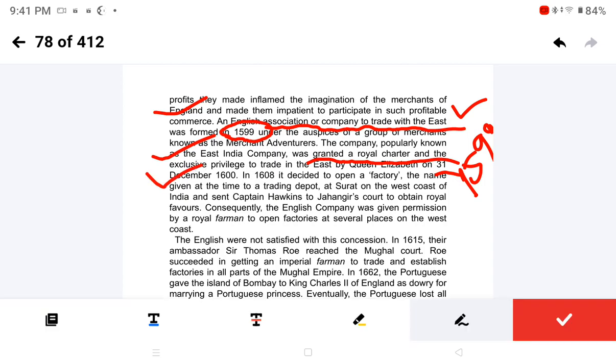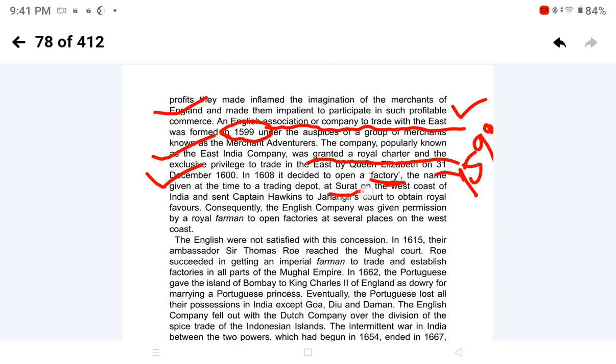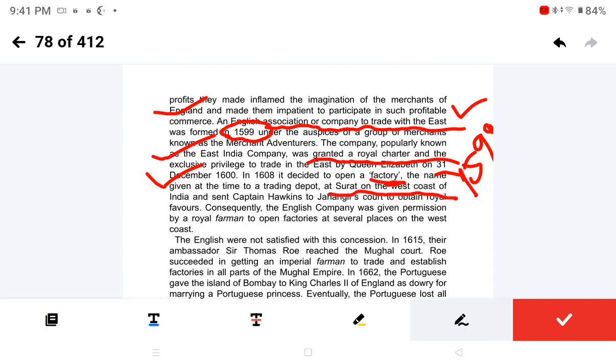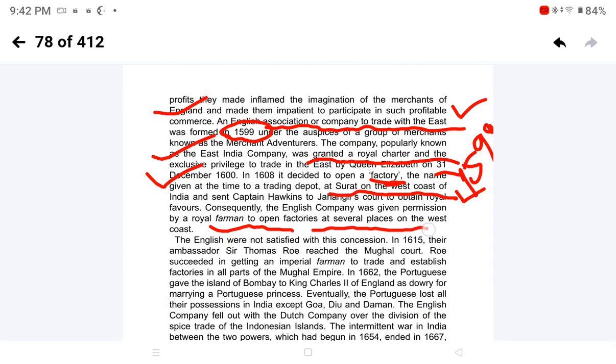In 1608, it decided to open a factory, the name given at the time to a trading depot, at Surat, on the west coast of India, and sent Captain Hawkins to Jahangir's court to obtain royal favours. Consequently, the English company was given permission by a royal firman to open factories at several places on the west coast.